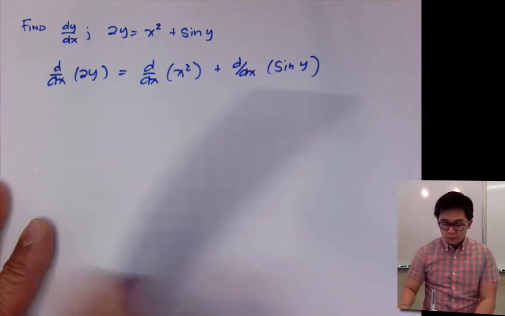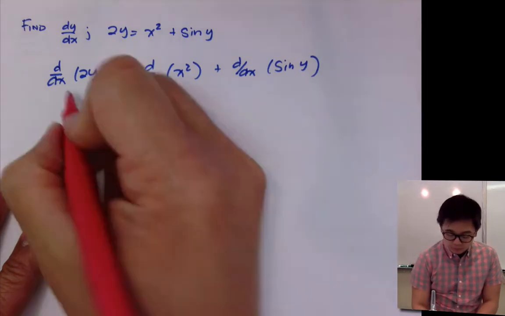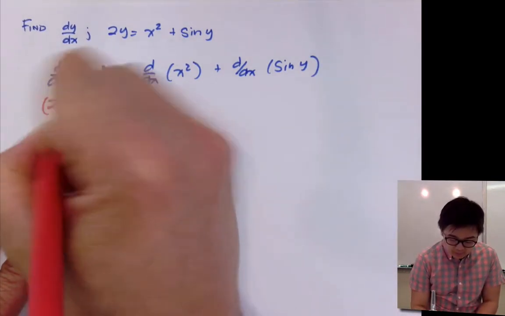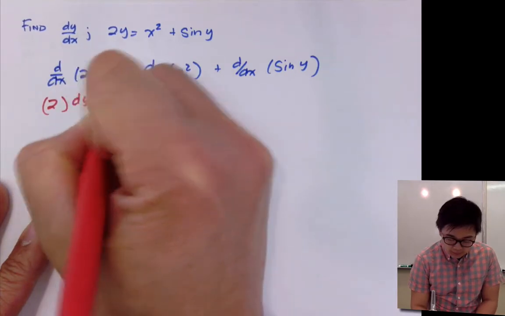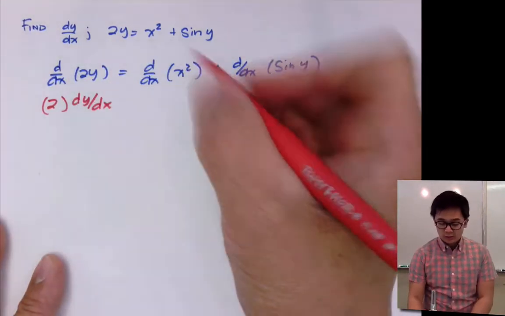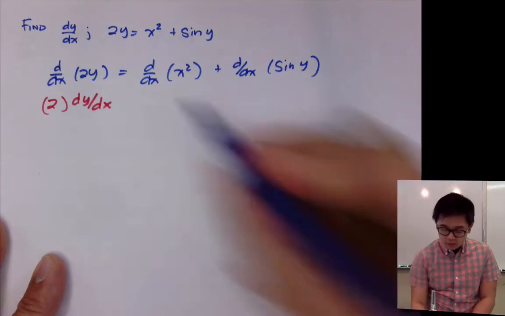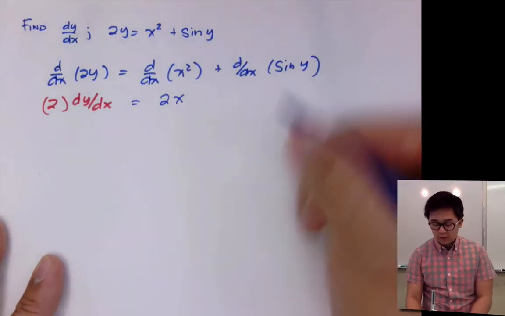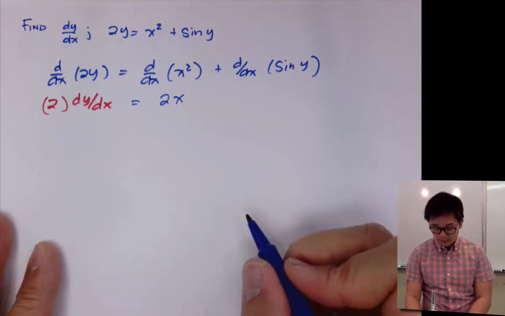So the derivative of 2y with respect to x would be a power rule, which is just 2, but this time we'll use dy/dx because we're differentiating in terms of x. The second term, we don't have a problem with that because it's just simply 2x, and we don't need to put a dy/dx or dx over dx for this one.